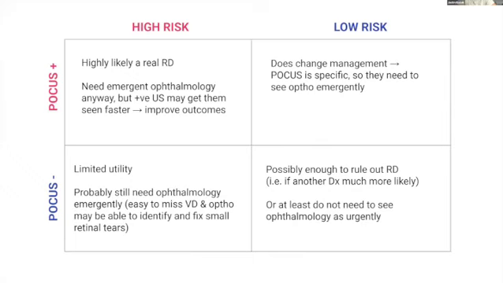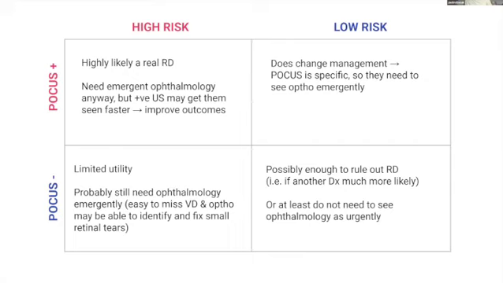So someone comes in with flashes and floaters. Maybe I don't see anything in my POCUS, but in fact, they've just torn a little tiny tear in their retina, and tomorrow they're going to have retinal detachment with a visual field loss and possibly permanent visual loss. So these patients still need to see ophthalmology so they can have that dilated exam. They'll actually search for little retinal tears and fix them before it becomes a bigger issue. So probably limited utility in that setting.